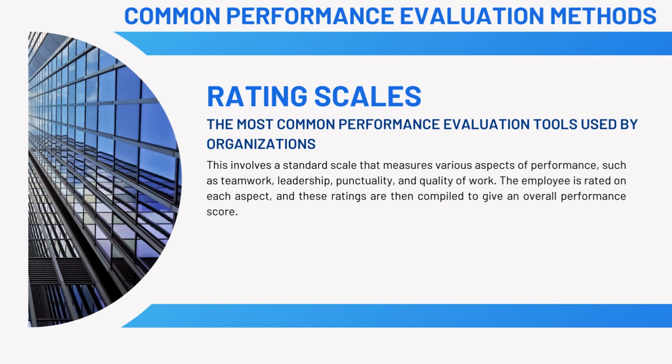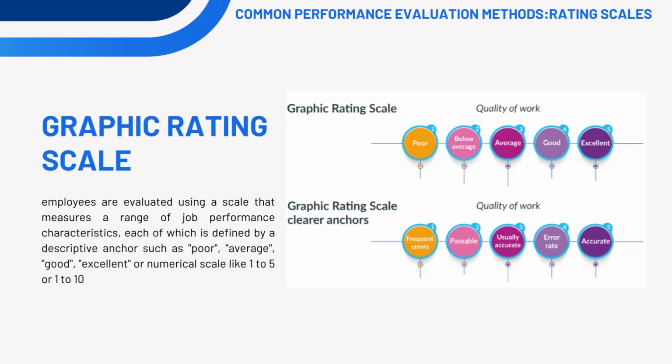And we have two common examples that are used in rating scales. The first one is the graphic rating scale. It falls under the rating scales method of performance evaluation. In this method, employees are evaluated using a scale that measures a range of job performance characteristics, each of which is defined by descriptive anchors such as poor, average, good, excellent, or even a numerical scale like 1 to 5 or 1 to 10.